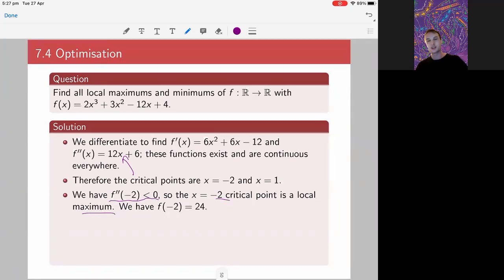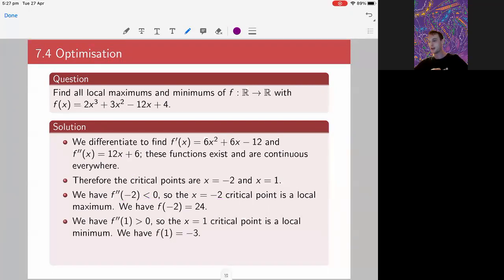And when you're doing these problems, it's good manners to tell me what the actual value of the function is at that point, because, well, this is the maximizing number. F of minus 2 is going to be 24. What about the other one?